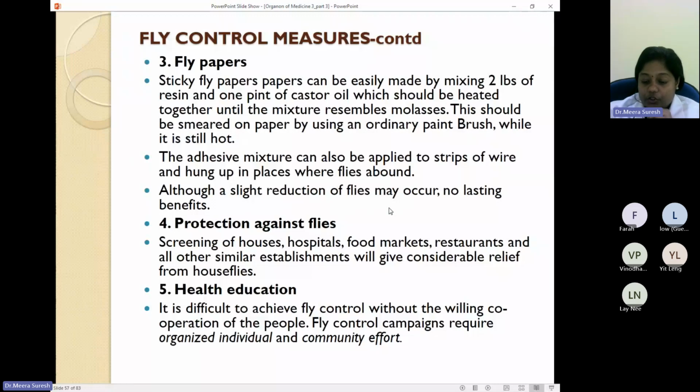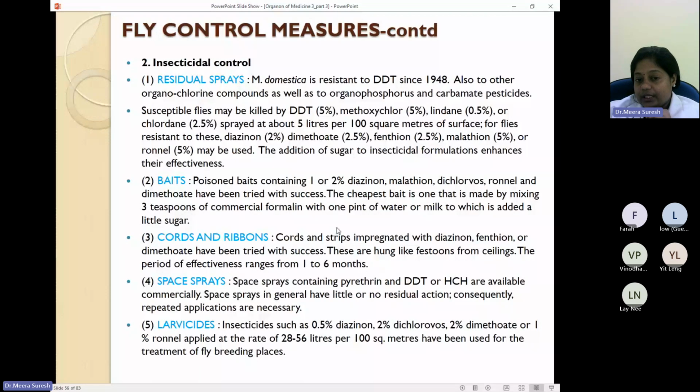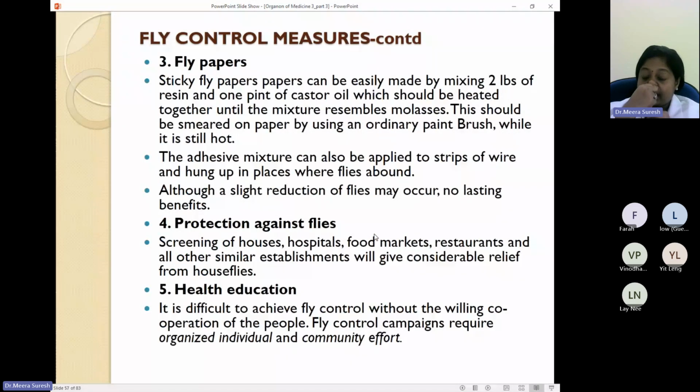In the case of the other two, the fly baits and the cords and ribbons, chemicals are used. But for household purposes, we may not want to use these chemicals because we may be inhaling or touching them. In that case, we can go for fly papers using resin and castor oil, but they do not give long lasting effects. Screening can also help to give protection against flies.